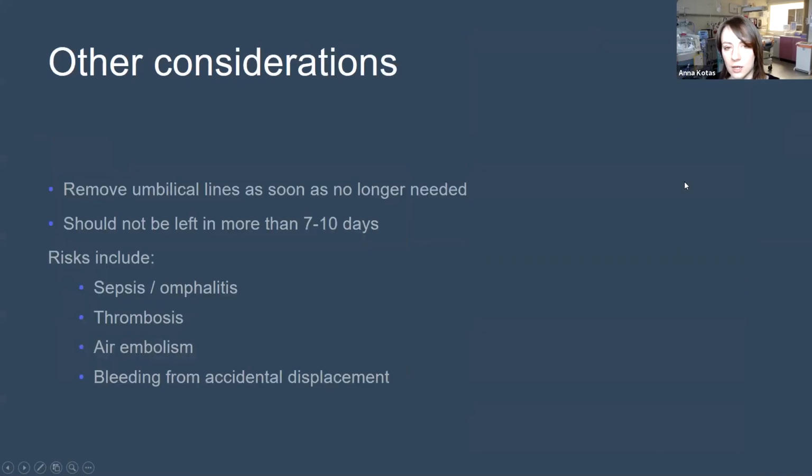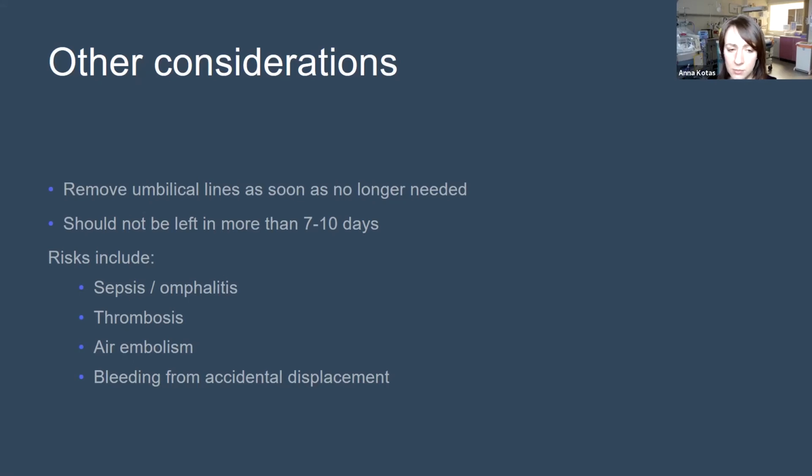Okay, so a few things to consider when a baby has umbilical lines in. It's important to remove them as soon as they are no longer needed, because there are risks with having plastic inside a baby, including sepsis, infection of the cord itself, central line infections. There's a risk of a clot forming within it and thrombosis formation. And if it gets dislodged, then you can have problems like a stroke or renal vessel thrombosis.